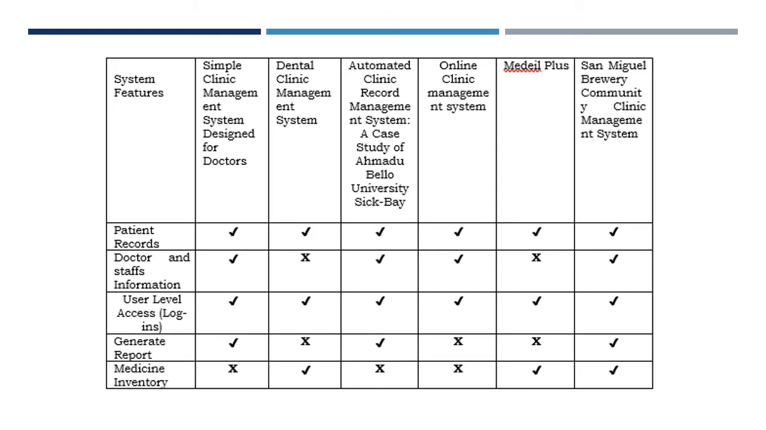This table shows the difference from our system to the related studies presented. As you can see, there are two features that all related studies, both foreign and local, have in common. However, there are 3 out of 5 which are missing in some of the studies. For example, Simple Clinic Management System lacks medicine inventory. Dental Clinic Management System lacks doctors and staff information, also the generate report.